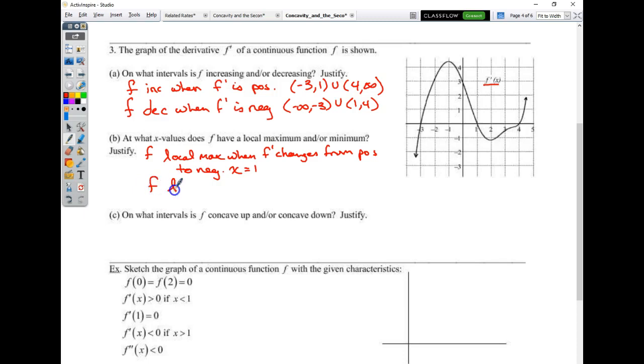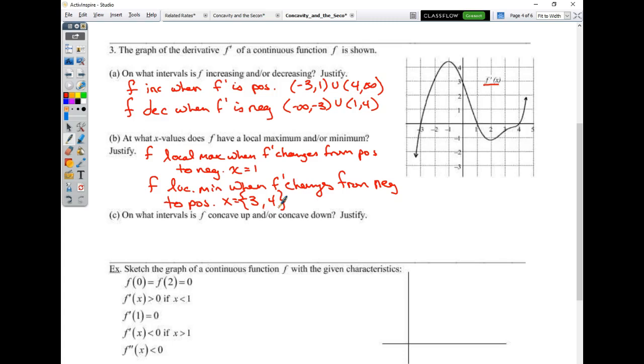F has a local min when f prime changes from negative to positive. That occurs at x equals -3 and 4.